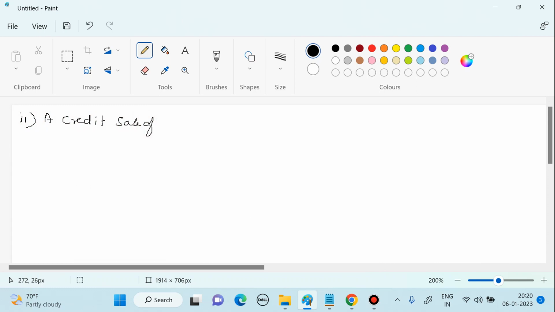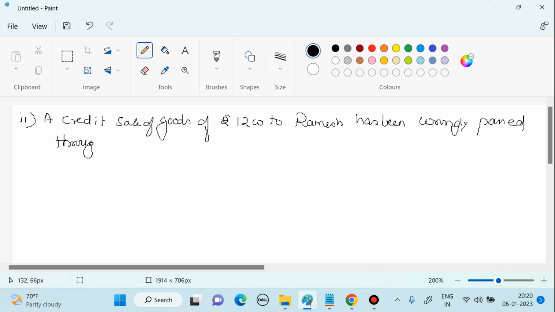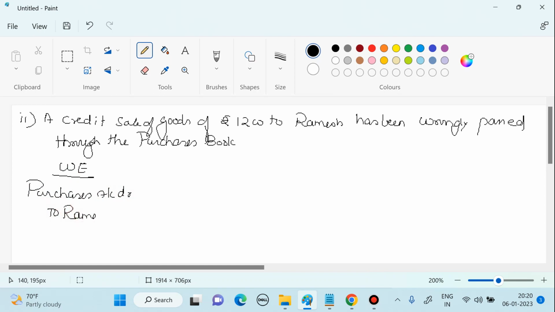Credit sale of goods of rupees 1,200 to Ramesh has been wrongly passed through the purchases. So the wrong entry was it went through the purchases book. So we would have passed the entry of purchases account debit to Ramesh account. The effect would have gone as a debit to purchase and credit to Ramesh would have gone through.